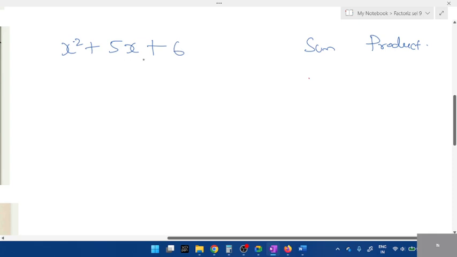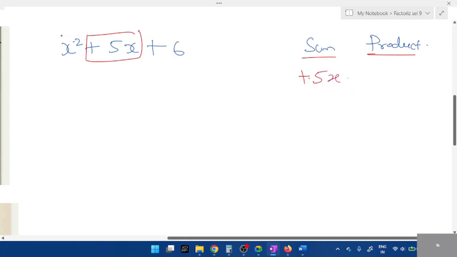So when there are three terms, is anything common to all three? Nothing is common, right? X is missing here. Look here, x is missing here. So we use a concept called sum and product. So what do you mean by sum and product? Sum is to take the middle term, along with the sign: plus 5.